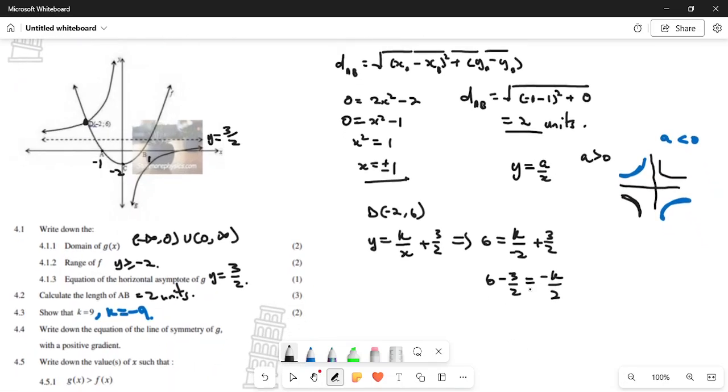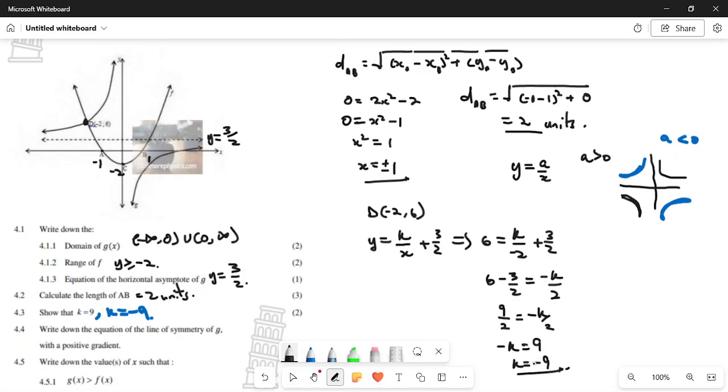Now this 6 minus 3/2 is just the same as 12 minus 3, which is 9, divided by 2, equals negative k divided by 2. And now to solve for k, you can cross multiply or you can just equate your numerators. So we'll have k equals 9 with the sign, therefore our k is equal to minus 9.